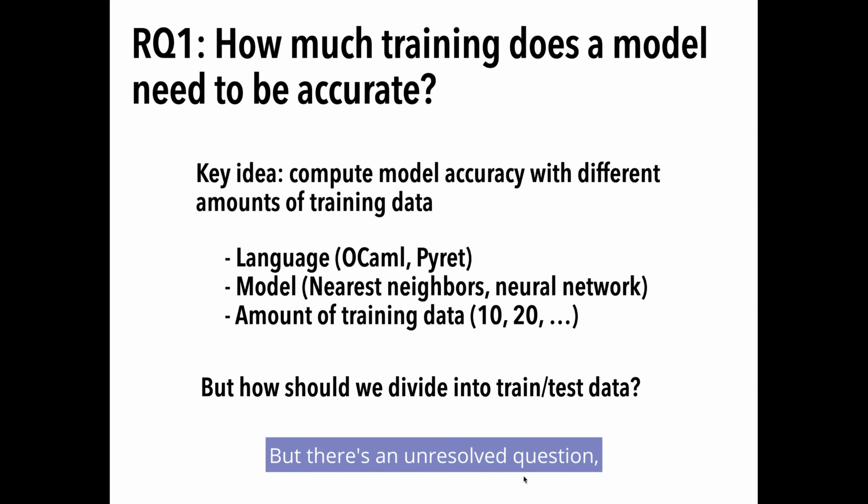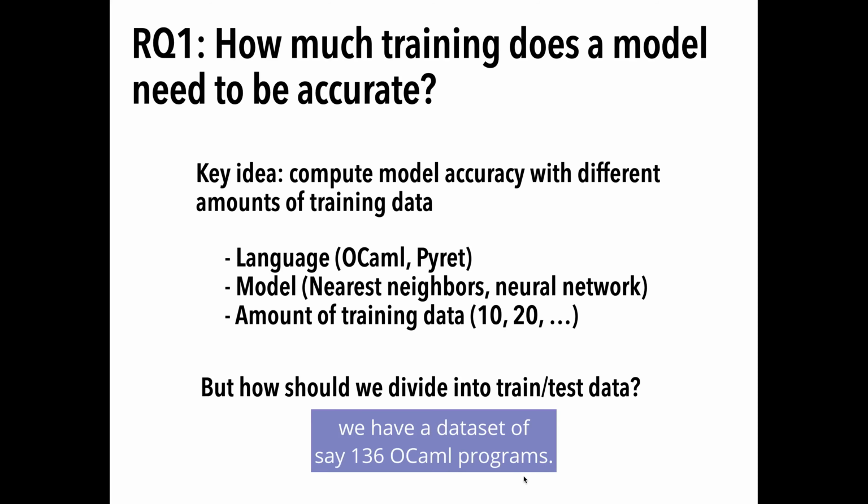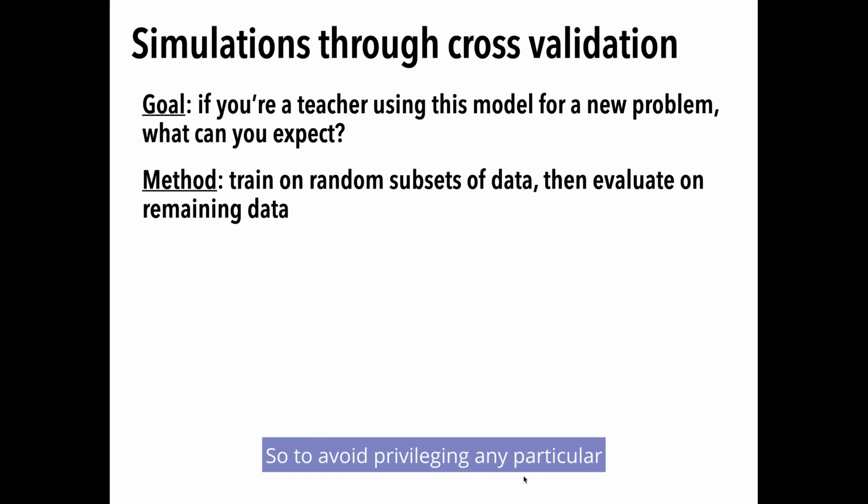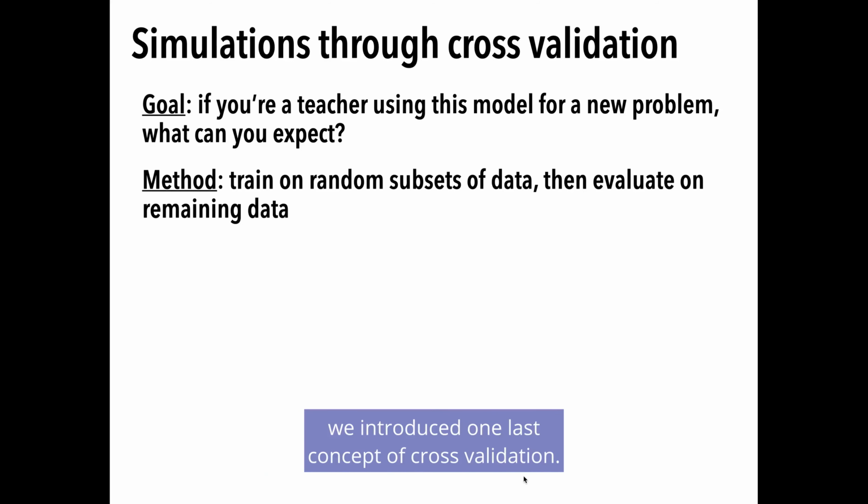But there's an unresolved question. We have a data set of, say, 136 OCaml programs, and how do we decide which 10 we're going to train on? So to avoid privileging any particular slice of the dataset, we introduced one last concept of cross-validation.